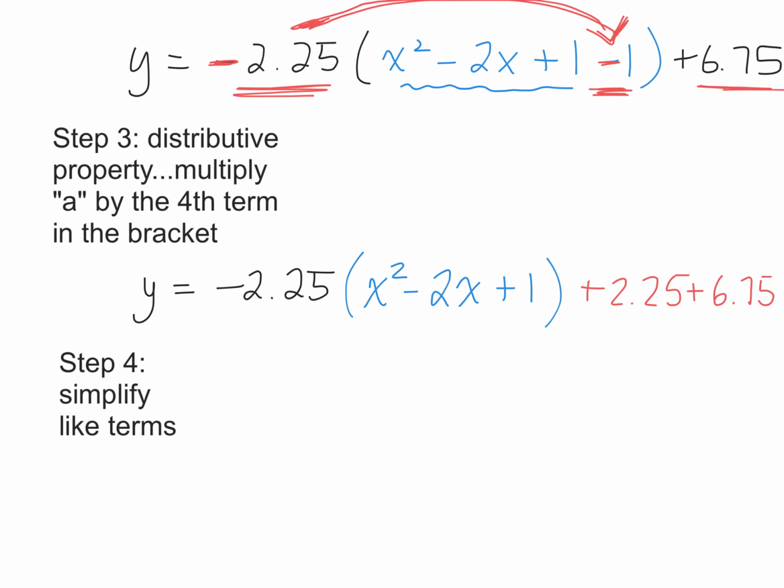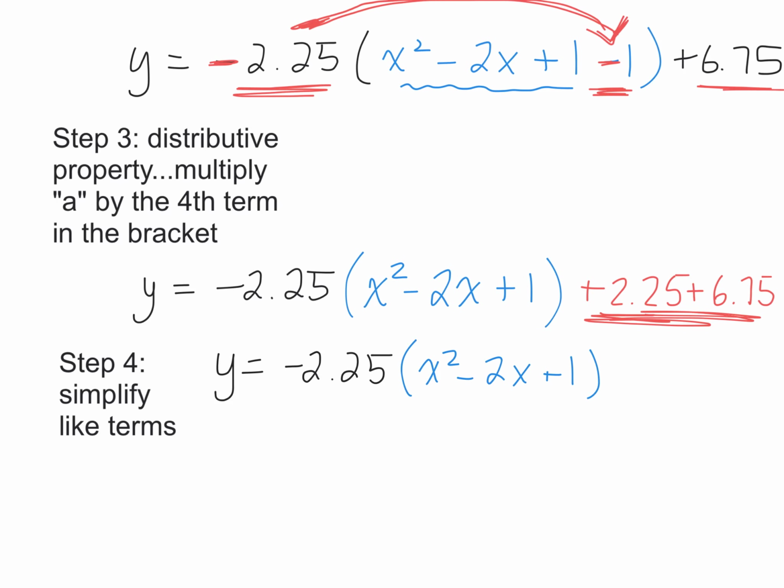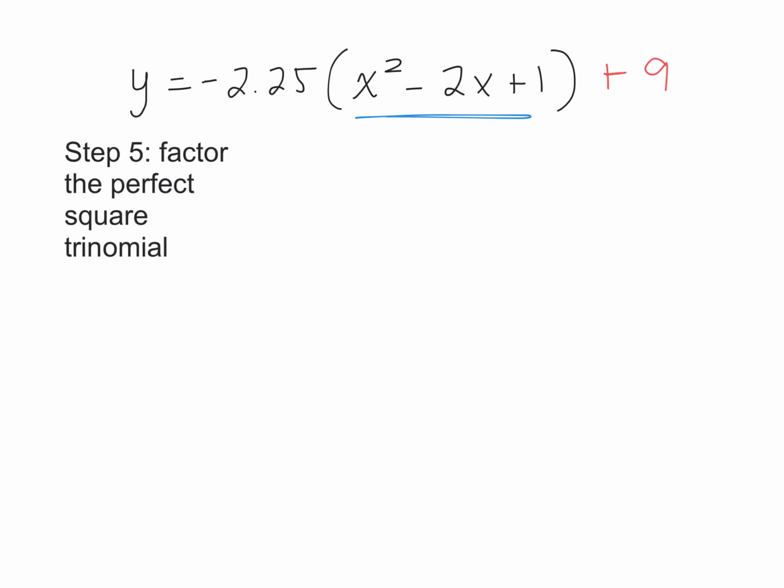Step 4, we're now going to simplify. We're going to add our like terms or subtract. Just to simplify this, negative 2.25, and I have x squared minus 2x plus 1. What is 2.25 plus 6.75? 9. Now what? We're trying to put this in vertex form. So what do I do with my perfect square trinomial? Factor it. So we're going to factor this.